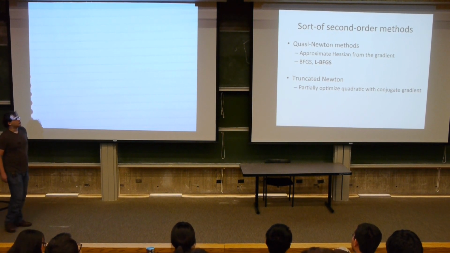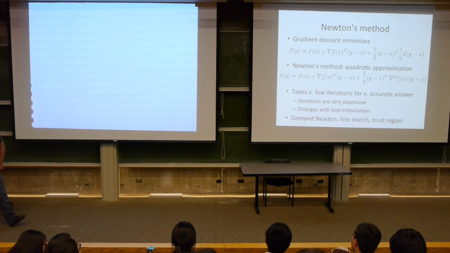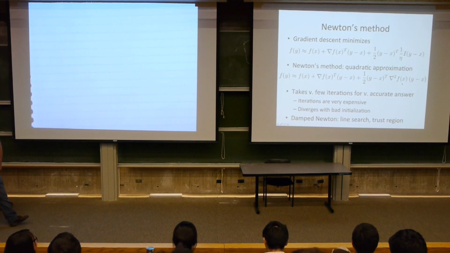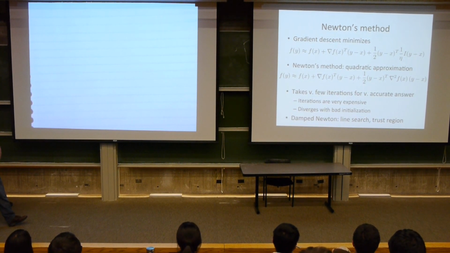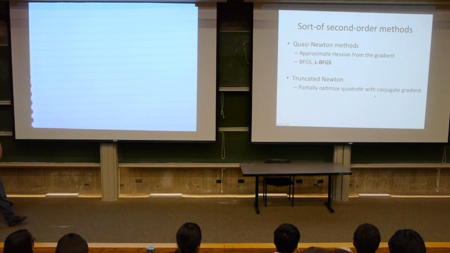And you can also do something called truncated Newton, which basically, instead of inverting this Hessian matrix, it only partially gets the answer. So it uses something called conjugate gradient, which is a cheaper way to approximately solve the solution here. And so depending on exactly what you do with it, that can make some pretty nice quasi-Newton methods also.